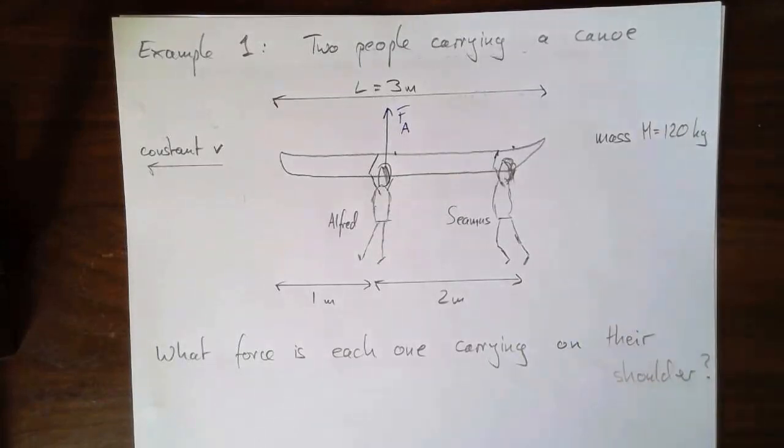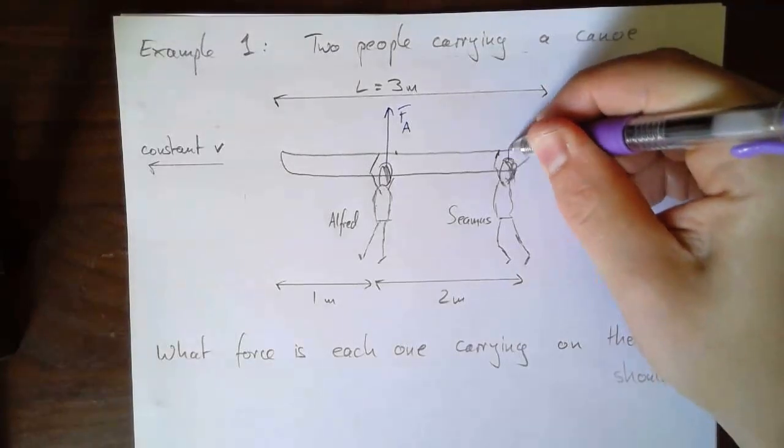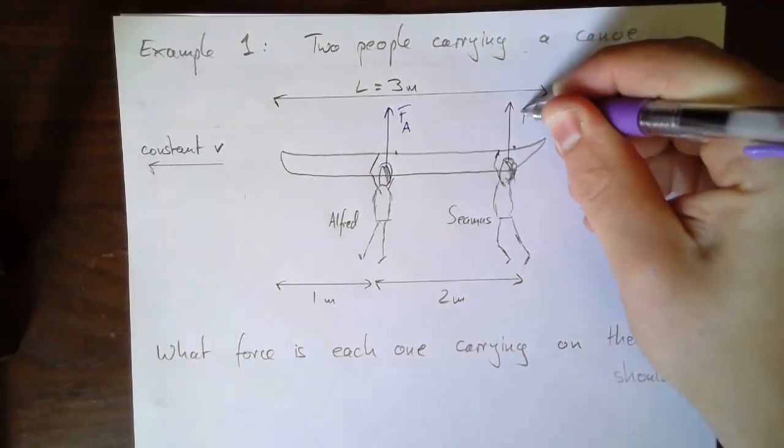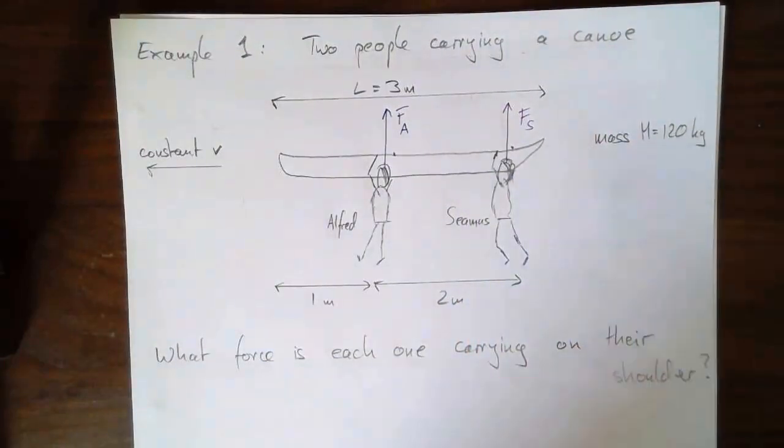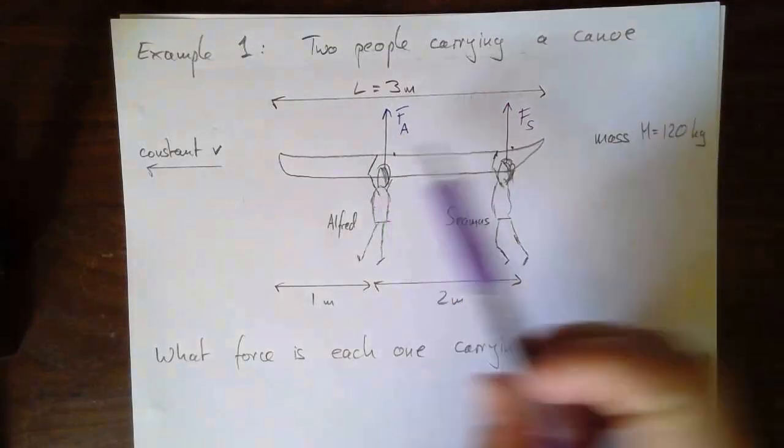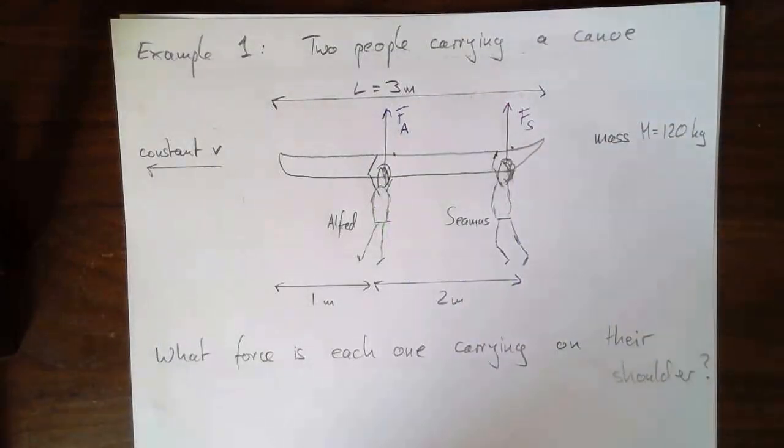Seamus is pushing up over there. And I'm going to draw them equally large. I'm not assuming that they are, but because I don't know yet, all I can draw is their direction. Right? I don't know which arrow I should be drawing longer, which one shorter.